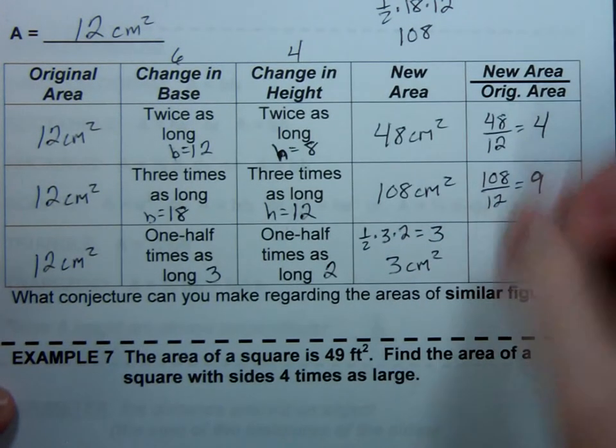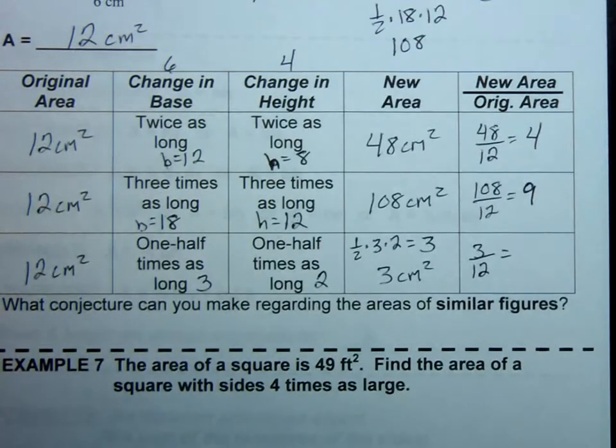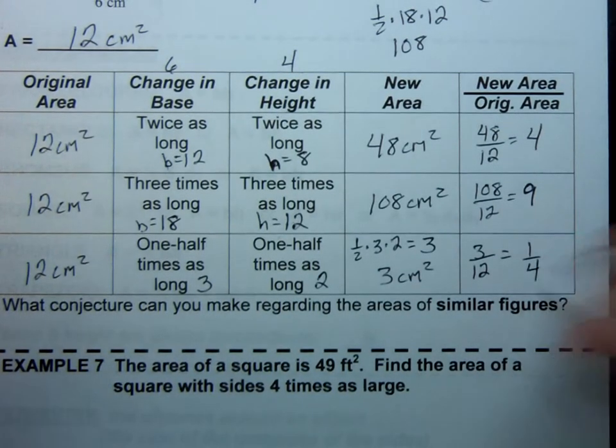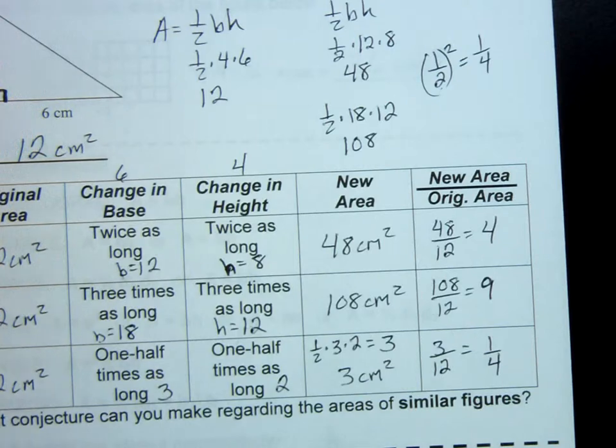If I take the new area and divide by the old area, or original area, 3 over 12 reduces to 1/4. Just like what we got when we did the 1/2 squared. 1/4. We knew it was going to be 1/4 the original size.